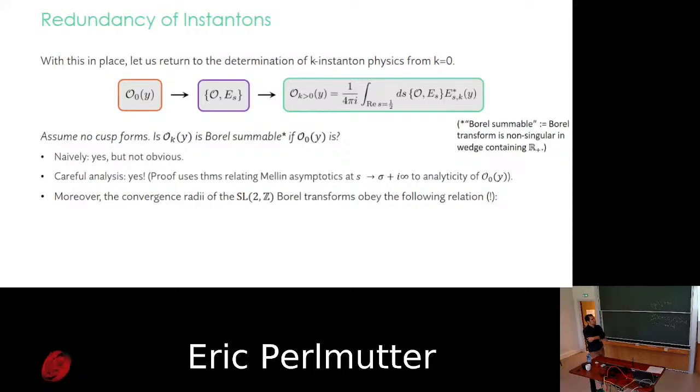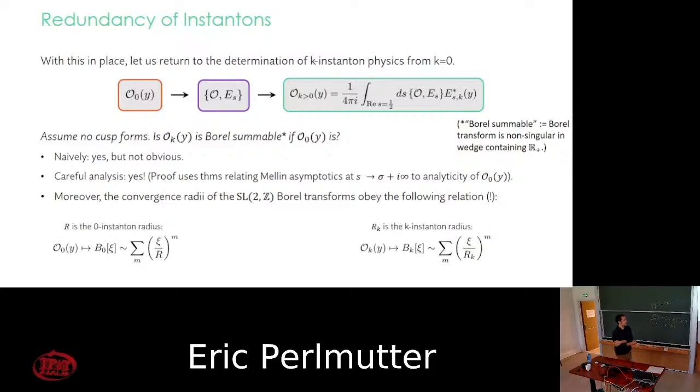Okay. So one might ask, for simplicity, let's assume there are no cusp forms in the game. What I'm saying can actually be generalized to that case, but I won't talk about it today. If the zero mode is Borel summable, then are the higher Fourier modes also Borel summable? Naively, it seems like they are, because the latter are determined in terms of the former using this algorithm. But it turns out not to be obviously true, because the form of the Fourier coefficients for the Eisenstein series differs between the zero and non-zero modes. But it is true, and there's a very striking relation between the convergence radii of the SL(2,Z) Borel transforms in the different Fourier mode sectors.